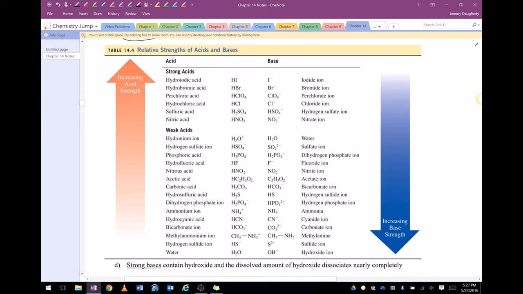Okay. Now, we'll get into this more later, but the stronger the acid, the weaker the conjugate base. And likewise, the weaker the acid, the stronger the conjugate base. So let me make sure I said that right. The stronger the acid, the weaker the conjugate base. The weaker the acid, the stronger the conjugate base. I think I said that, but I just want to double check.